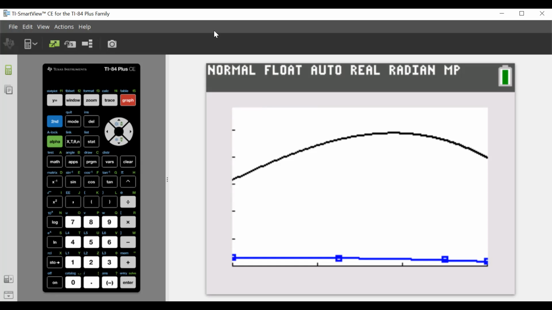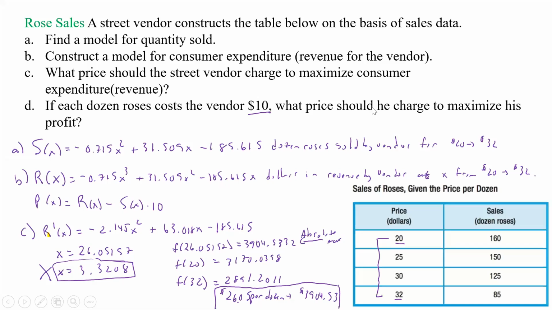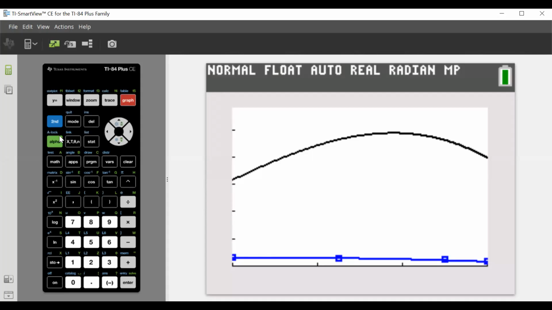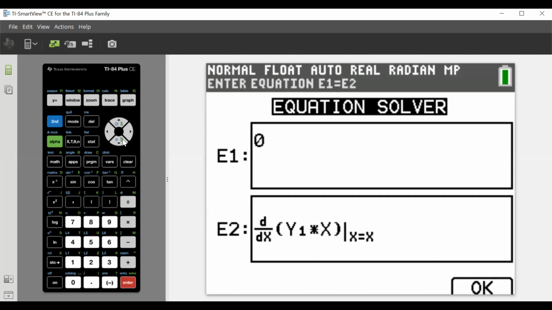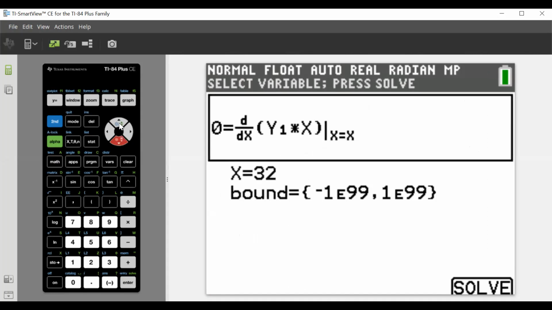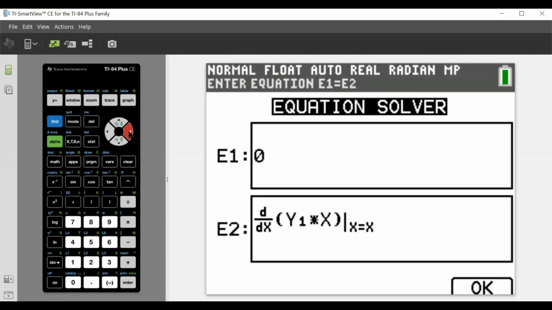All right, so now what we want to do is we better go back and read what it says. What price should he charge to maximize his profit there? So we want to maximize the profit there. And so let's go back over here. And so that's going to be where we need to look at our math again. We'll go up here, do a numeric solver. And now we're going to be doing our, let's see, that was going to be y2.